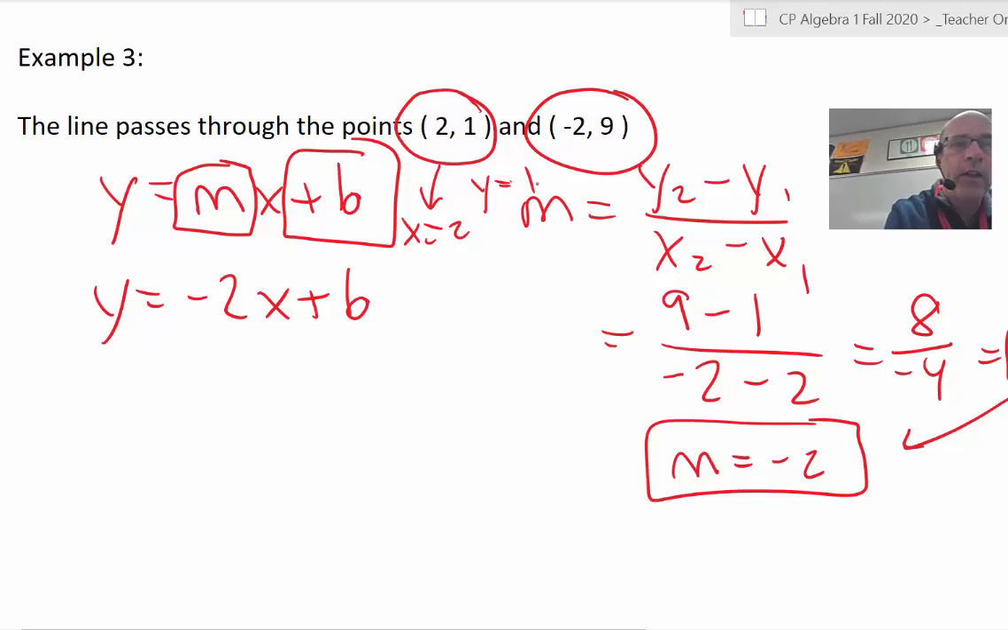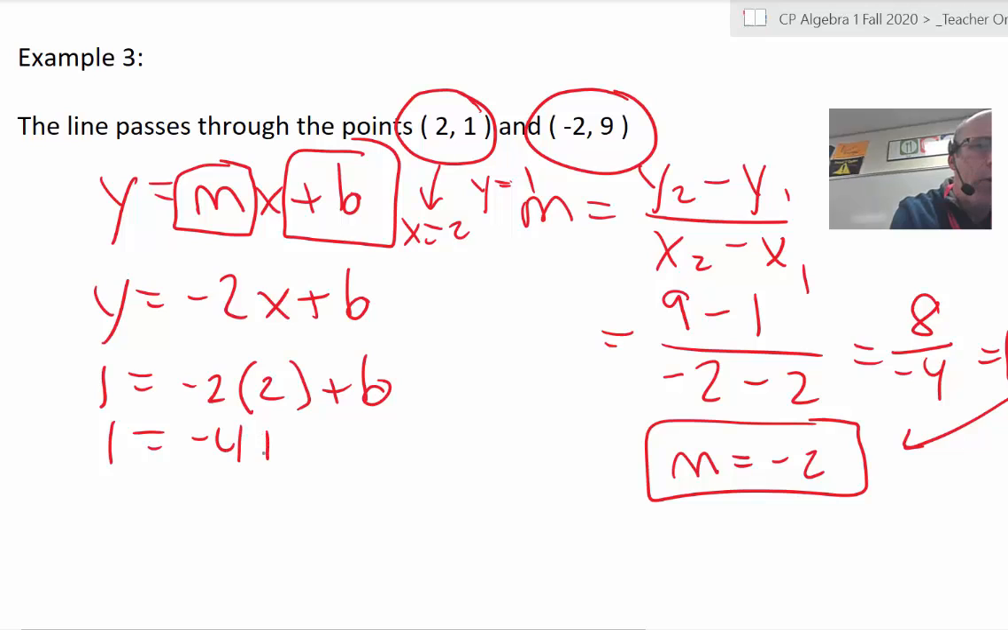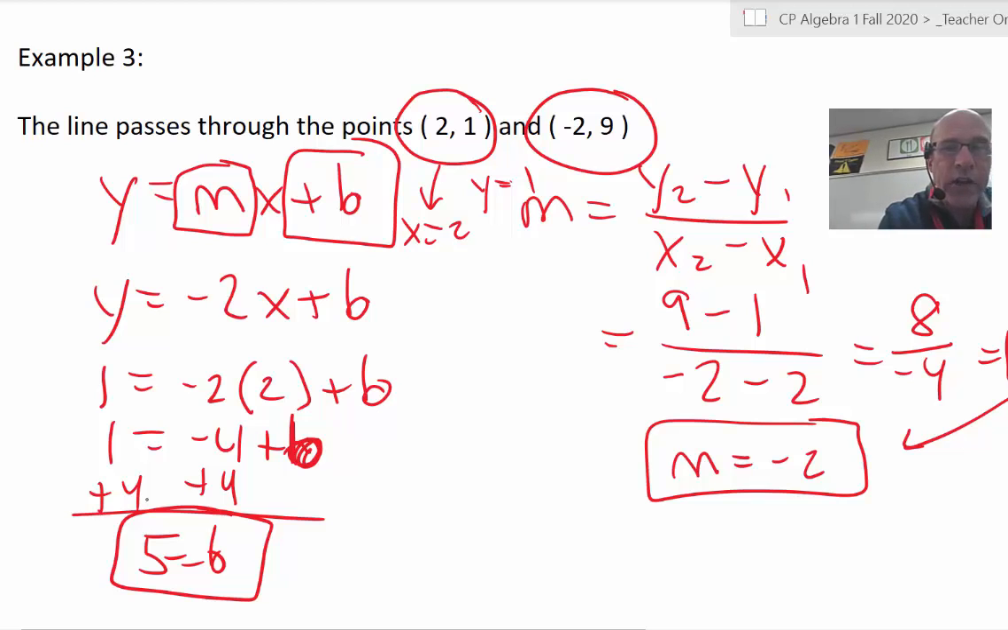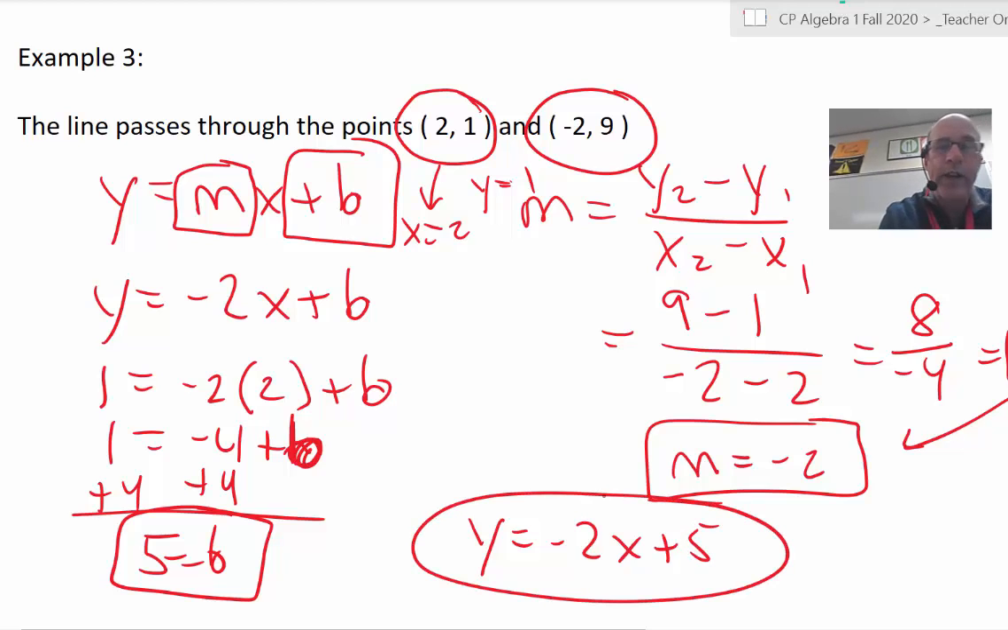I'll use that point. So I will have 1 equals negative 2 times 2 plus b. Finish it up like last time. 1 equals negative 4 plus b. And I figure out b by adding 4 to both sides: 5 equals b. Aha. So my equation, make sure you write the equation at the end, is y equals negative 2x plus 5. And that is my equation.